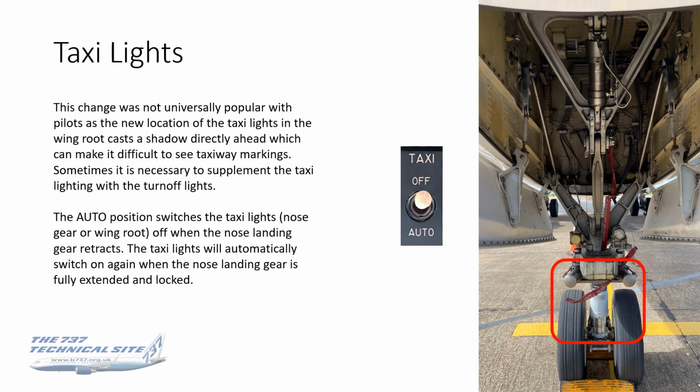Sometimes you can find it helpful to supplement the taxi lights with the turn-off lights. But there we go. The auto position, for what it's worth, is an option. Some of you may just have on-off lights, some may have off-auto lights, and this is the same logic depending on whether the taxi light is mounted on the nose gear or in the wing root. It's the same logic for both, but when the nose landing gear retracts, the taxi lights automatically switch off, and they'll come back on again when the gear is fully extended and locked.